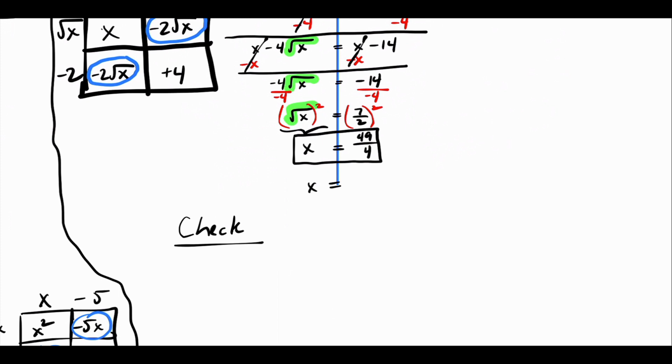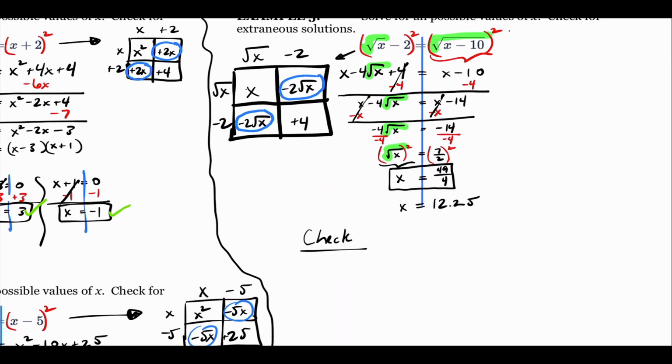Okay? So when I divide it, I get 12.25. That's not the answer I'm going to put in Delta Math if it checks out, if it verifies. But your calculator will appreciate it if you do use decimals instead. Okay, so what I'm going to do is plug that in anywhere I see an x. So 12.25 minus 2 equals the square root of 12.25 minus 10.